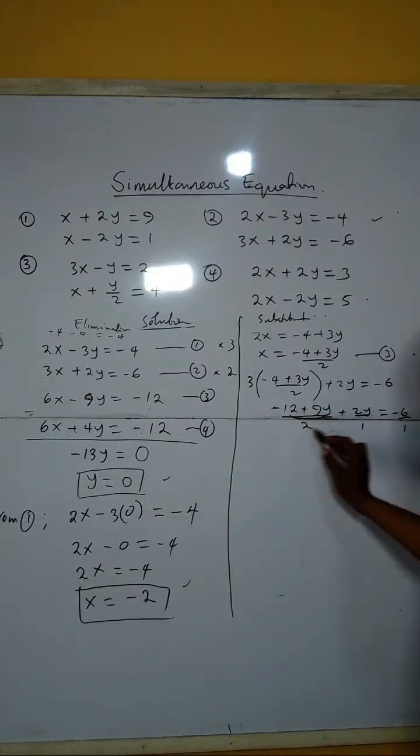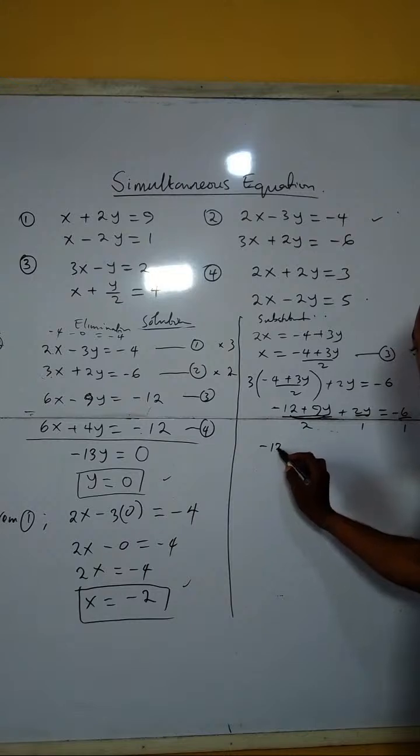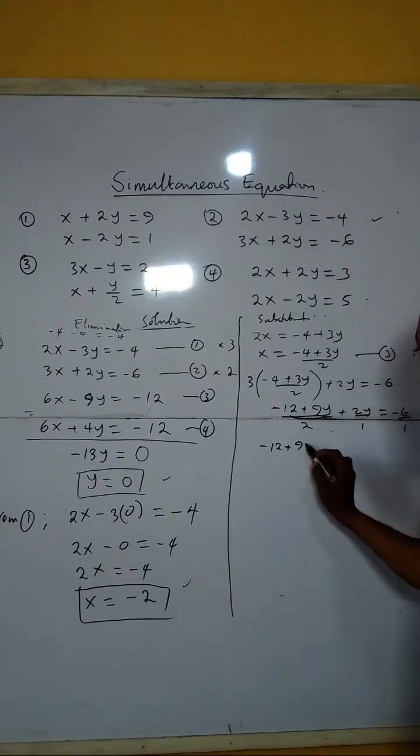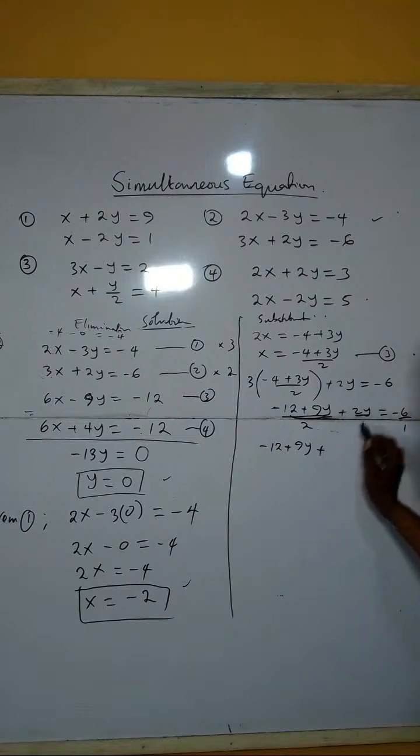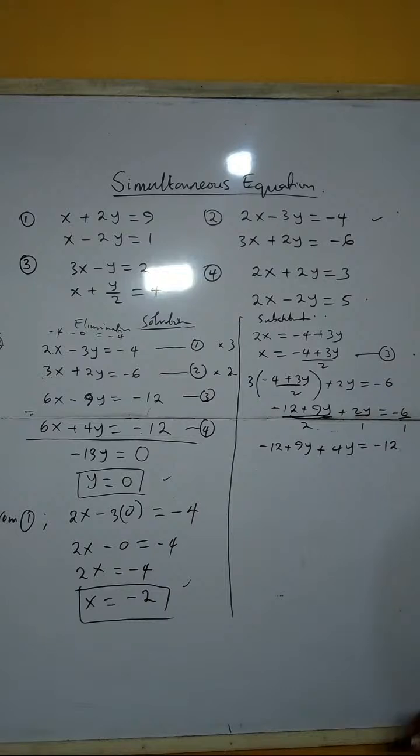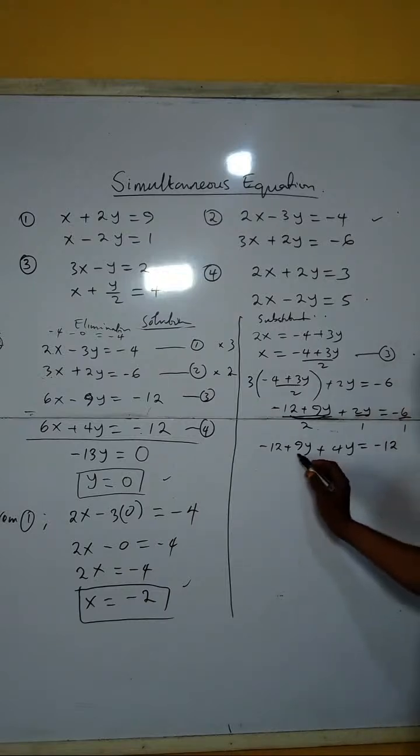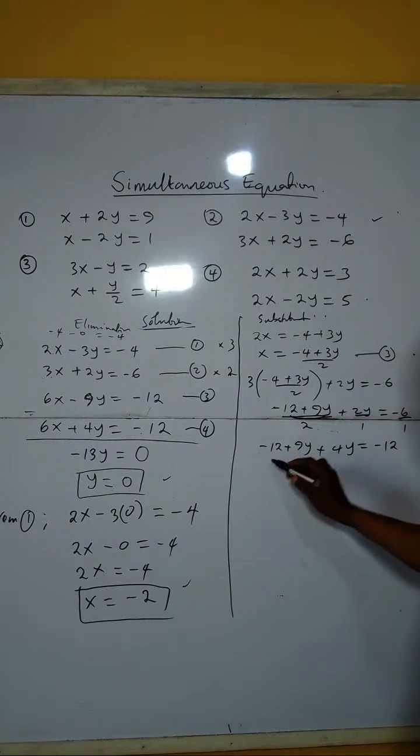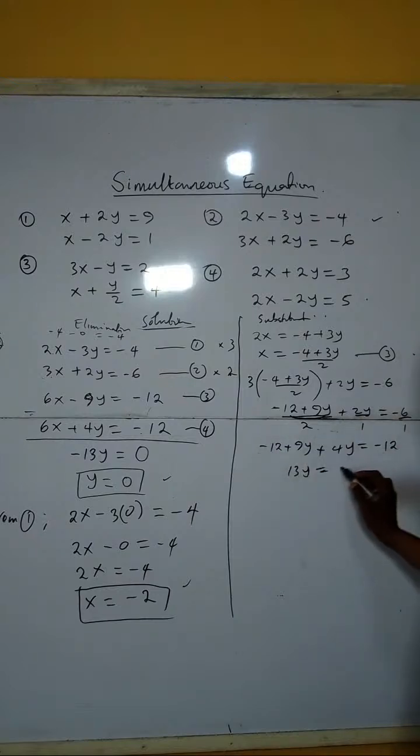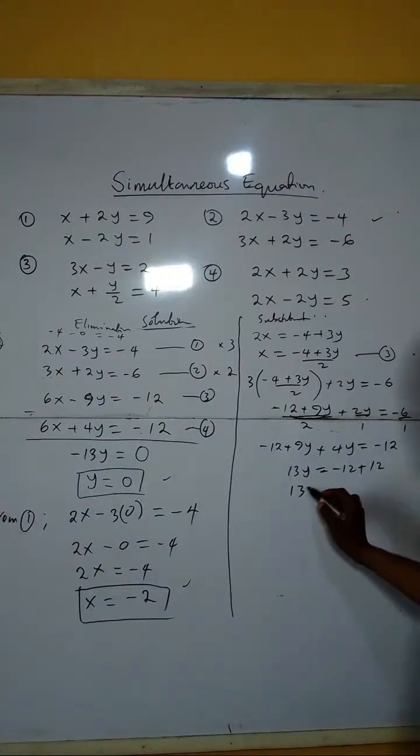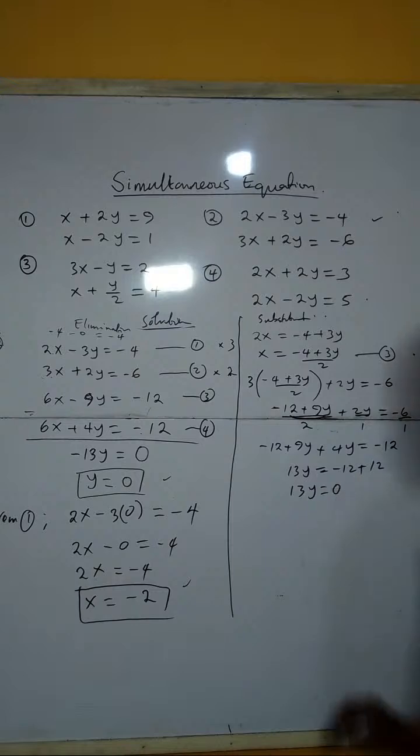That is, this becomes minus 12 plus 9y. When you multiply by 2, the 2 cancels out. Then plus 2 times 2y becomes 4y. Then equals to 2 times minus 6, which is minus 12. And what next? We have 9y plus 4y, that's 13y. Then equals, you can take minus 12 to this side, it becomes plus. So we already have minus 12 here, then plus 12. So that makes it 13y equals to 0.